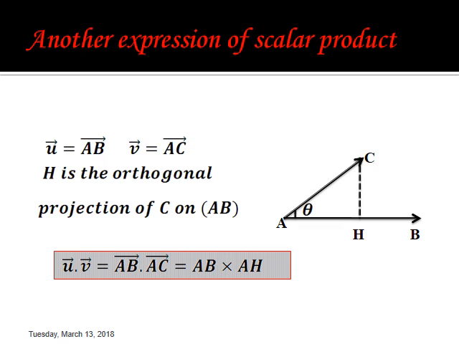Another expression of scalar product. If vector u is AB, vector v is AC, and H is the orthogonal projection of C on AB, then we can say that u dot v, which is AB dot AC, equals AB times AH.